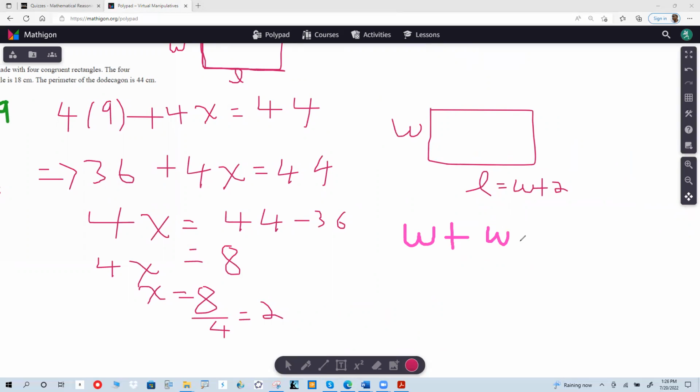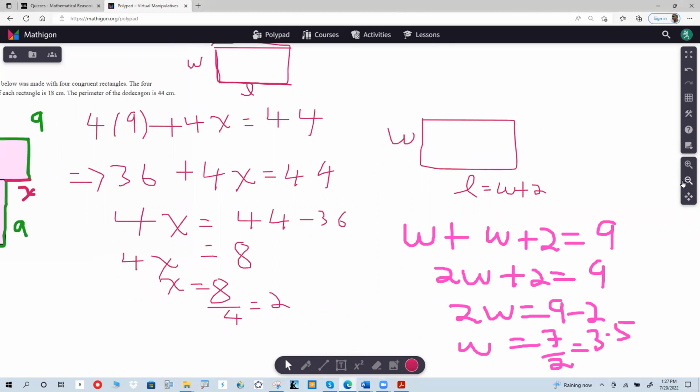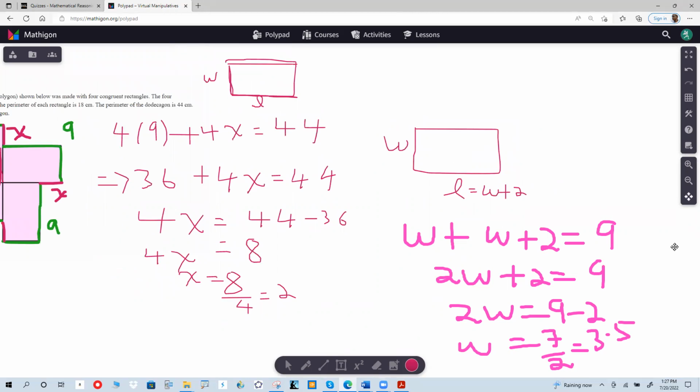Okay, now, but I do know W plus L. Instead of L, I'm going to write W plus 2 is 9. 2W plus 2 is 9. So 2W is equal to 9 minus 2. So W is equal to 7 over 2 is 3.5. Once you know your W, and that helps a lot. Once you know your W, you can find L and everything.